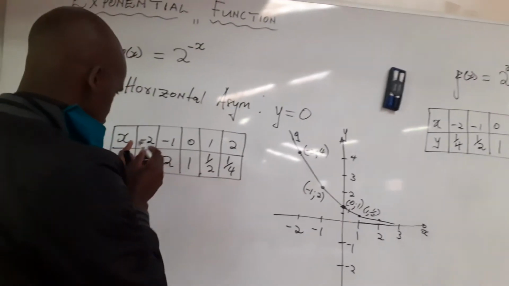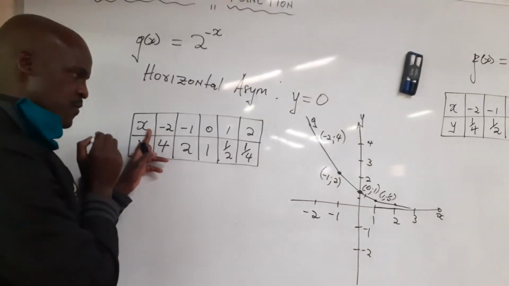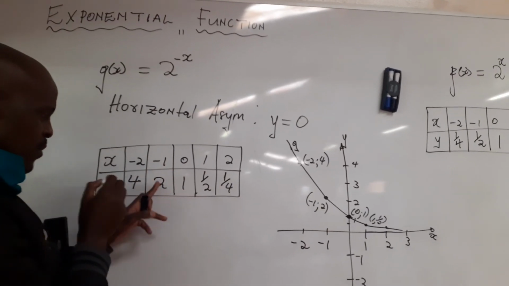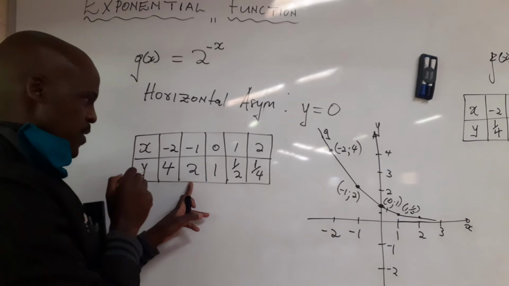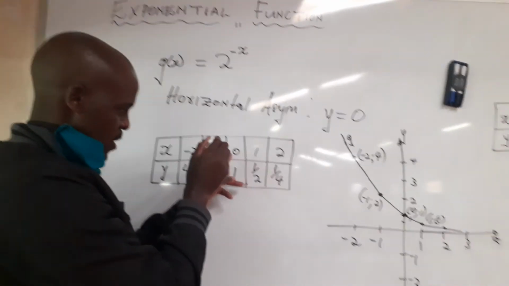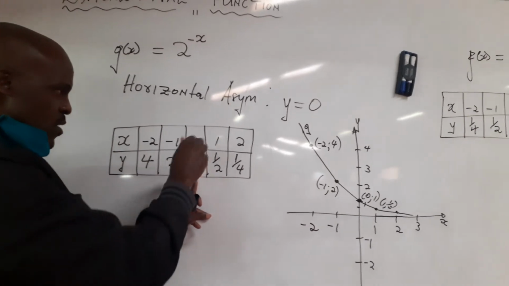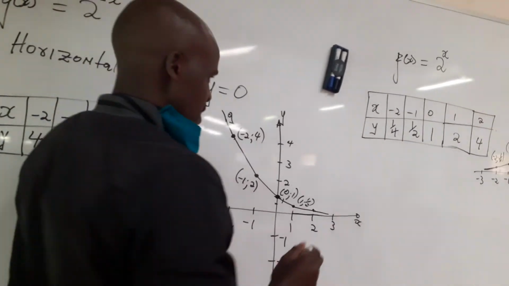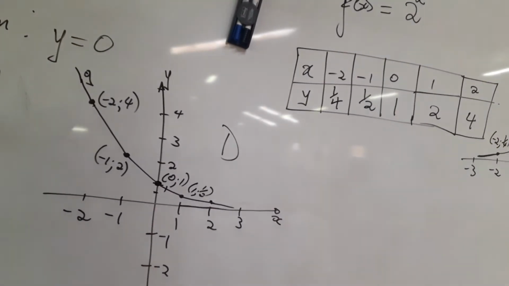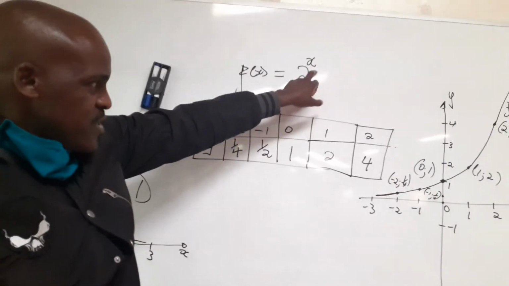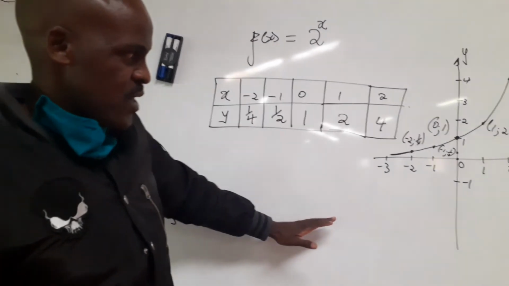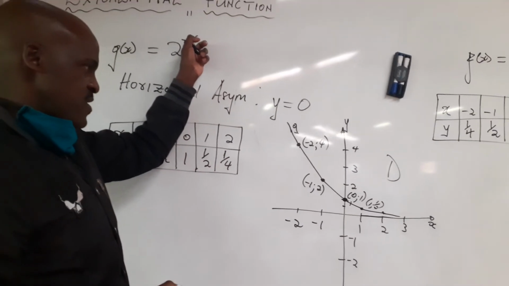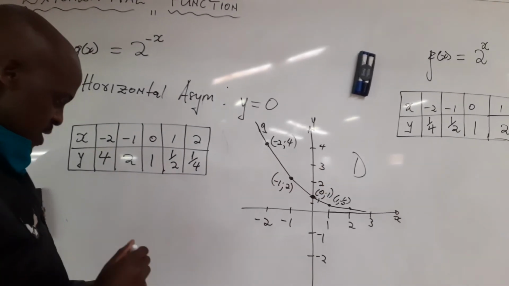X is equal to negative 2, y is equal to 4. And then x is increasing to negative 1, but y is decreasing to 2. X is increasing to 0, y is decreasing to 1 from 2. X is 1, y is 1 over 2, which means this is a decreasing function. So if that coefficient is positive, our graph is increasing, whereas if that coefficient is negative, our graph will be decreasing.